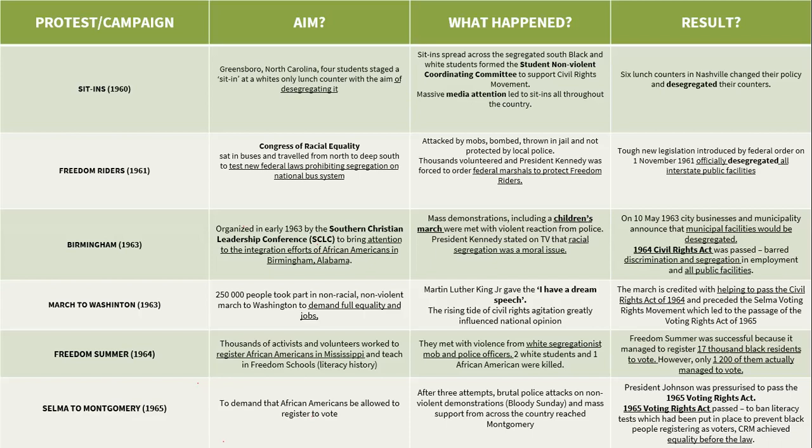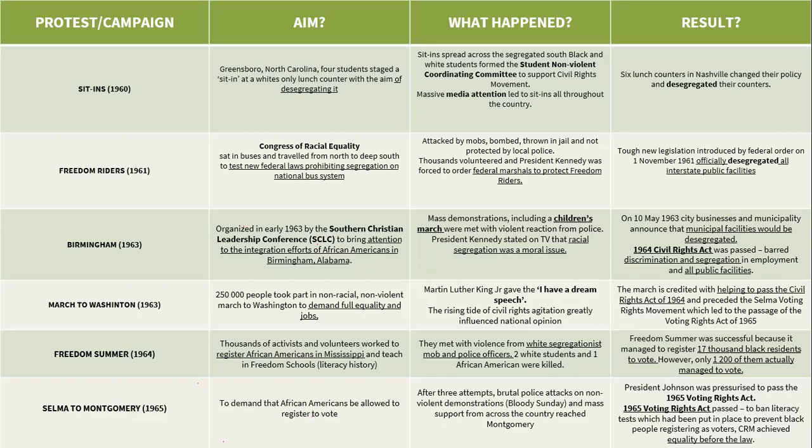So what was the result of Freedom Summer? It was successful because it managed to register 17,000 black residents to vote. However, when the time came to actually vote, only 1,200 people actually went to go and vote. So you are registered to vote, but only 1,200 actually voted. Then you've got the Selma to Montgomery.